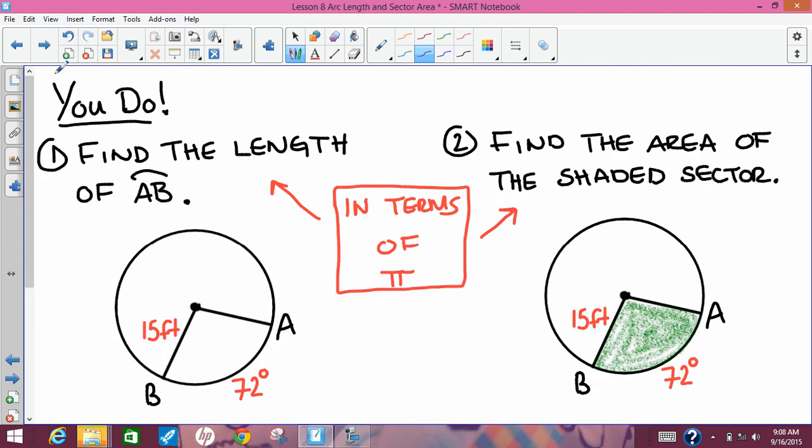So try both of these problems. They're the same circle, but in one we're looking for the arc length, the other we're looking for the area of that green sector, and leave your answers in terms of pi.